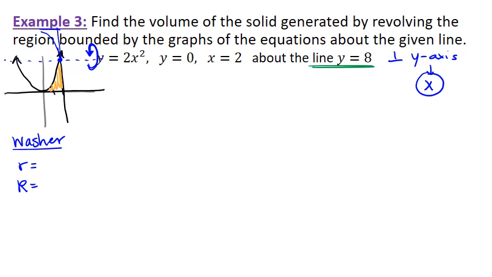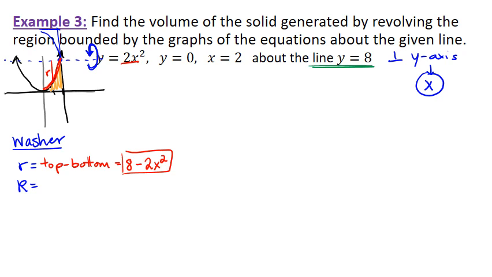Now my axis of revolution is here. So from my axis of revolution to the inner portion gives me little r. So think of this as top minus bottom. The top function is this value here, which is 8, minus my bottom function, which is this curve, which can be in terms of x. Okay, so little r is this, top minus bottom.